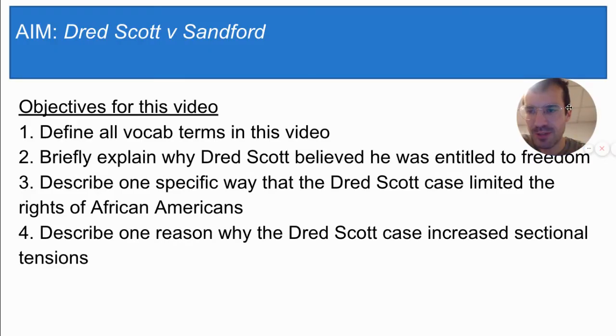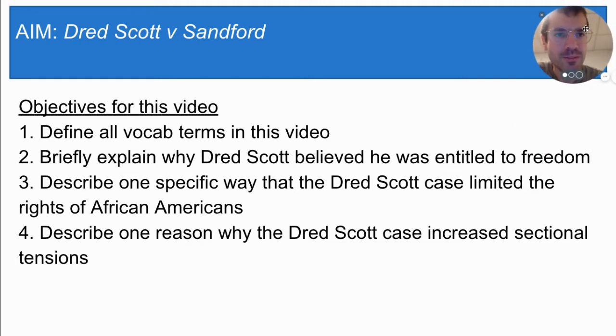Today's aim is Aim 4, Dred Scott v. Sandford. Make sure you have your Unit 4 vocab sheet open. Look these objectives over and get ready to copy some vocab and take some notes.